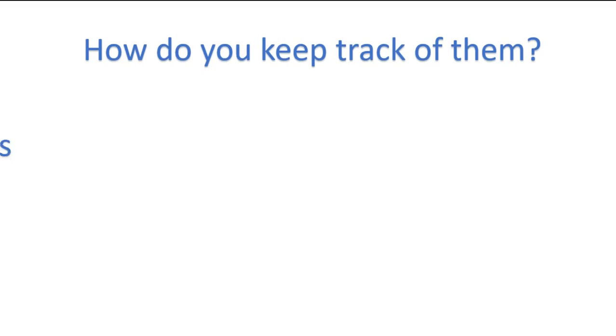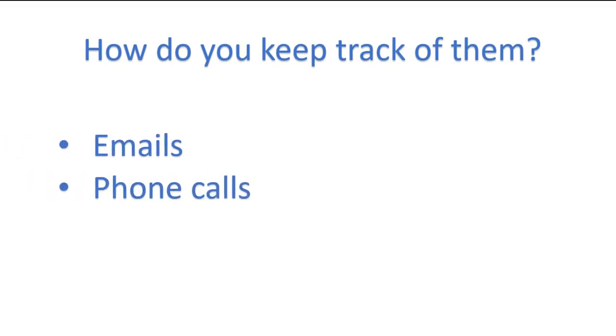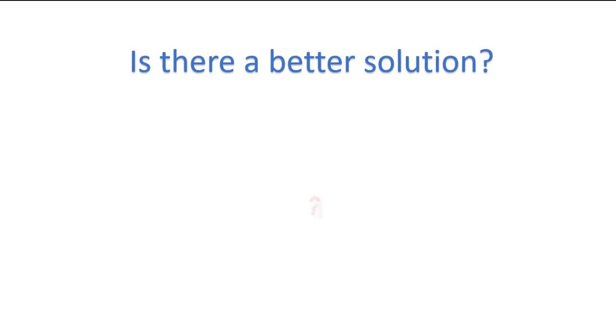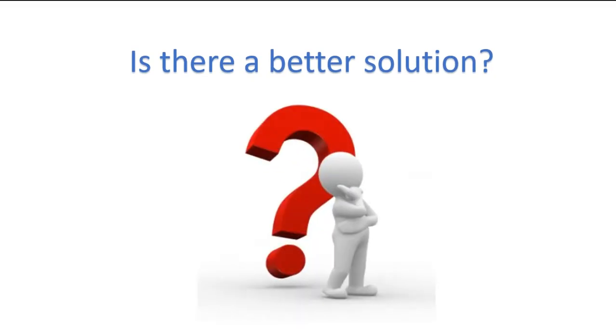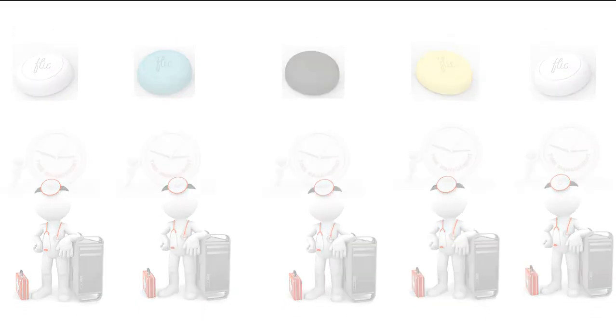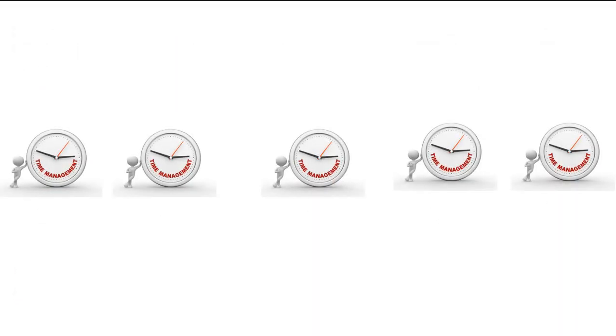Well, right now there are some options. You have emails, you have phone calls, you have text messaging, you even have a mobile app. All of these take up extra time. Well, is there a better solution right now to help manage the time? So yes, there is. Right now you can use these Flic physical buttons and integrate with one of the engineers to basically help with your time management.